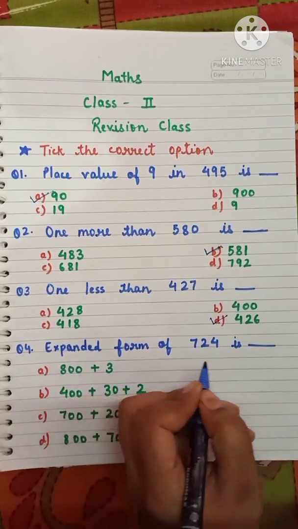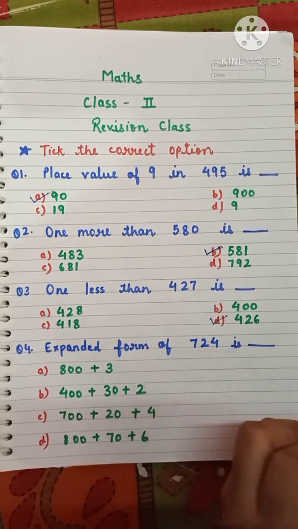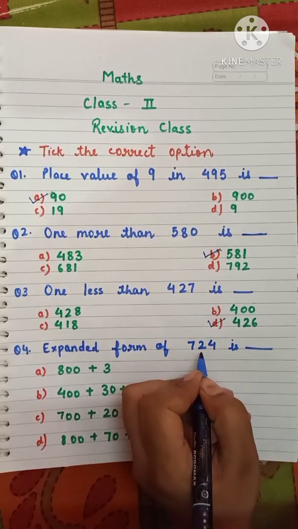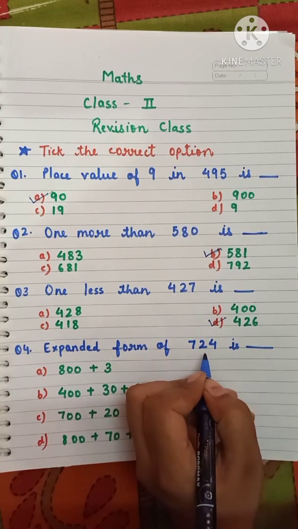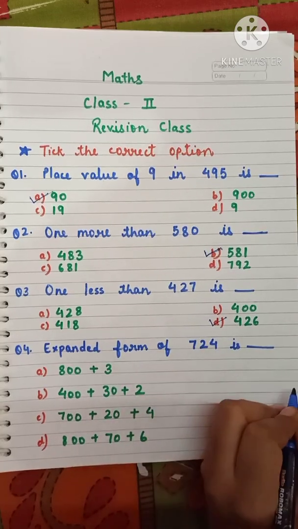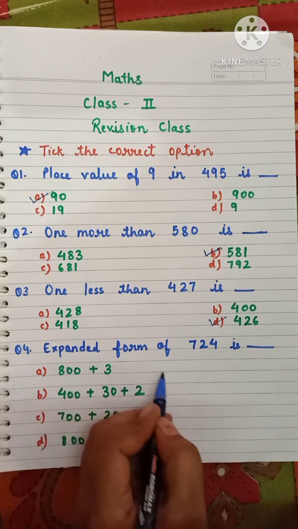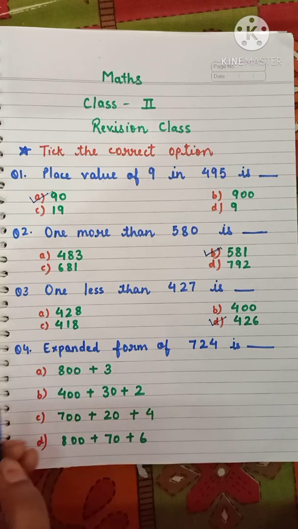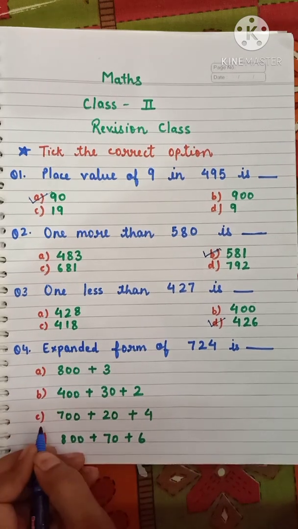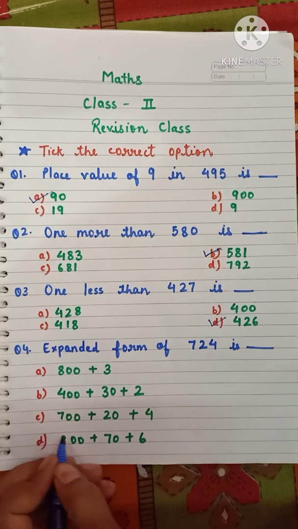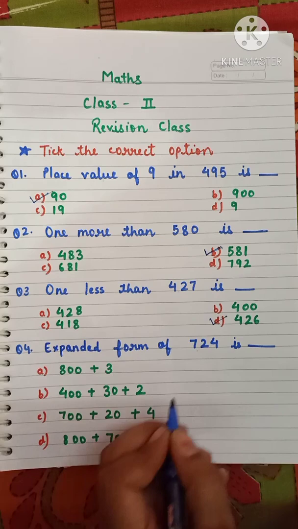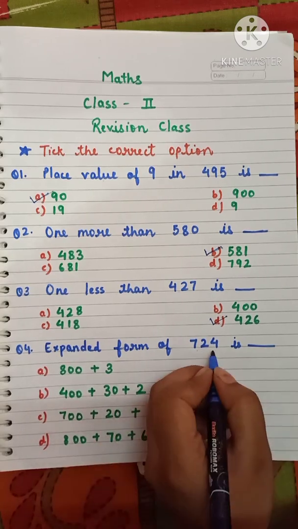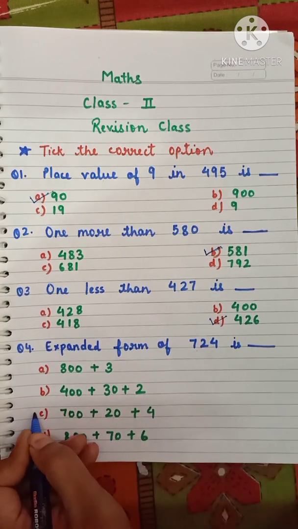Question number 4. Expanded form of 724 is. In number 724, we have 7 hundreds, 2 tens and 4 ones. Now, we will see the options. Look here. In C option, we have 7 hundreds, 2 tens and 4 ones. That means C option is correct.